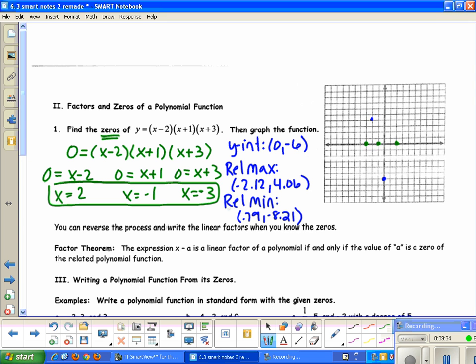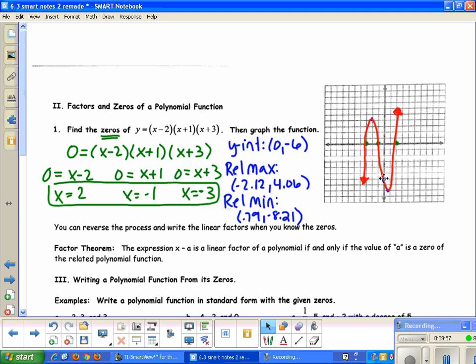And then 0.79 is less than 1, and then down 1, 2, 3, 4, 5, 6, 7, 8 would be somewhere in here. And then if you have your x-intercept, your y-intercept, and your relative max and min, then all you have to do is trace the curve in and make it look like the graph that's on your calculator. So use that as a guide to help you when you're graphing these.